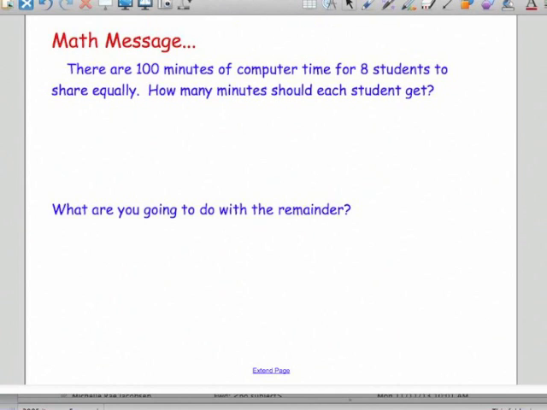The first one says there are 100 minutes of computer time for 8 students to share equally. How many minutes should each student get? So you're going to solve that division problem, 100 divided by 8. And then look at that remainder and think about what is that remainder actually showing you? Is that how many students still are to go? Is that how many minutes are left? And then what do you think we should do with that remaining number? Go ahead and do that now. Press play when you're ready to review it with me.